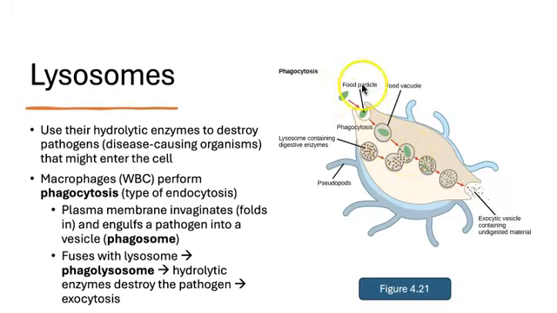Now, when we ingest a pathogen, we would call this a phagosome, and that phagosome fuses with the lysosome, and then we call it a phagolysosome. And we digest the contents, and then it will leave the cell through exocytosis. Whereas when we were bringing that into the cell, we call that endocytosis.